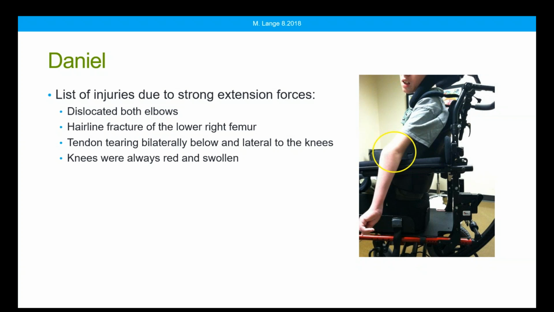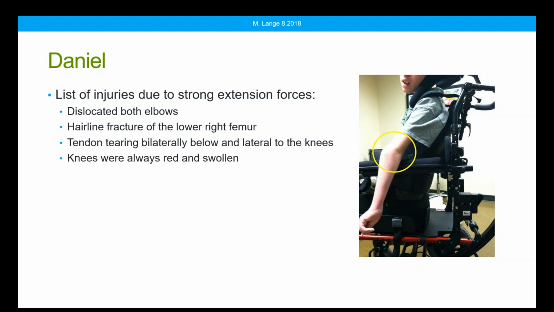He sustained a hairline fracture of his lower right femur. The doctor was convinced, as was I, that this was due to his constant extending against unyielding surfaces again. He had tendon tearing on both sides below and to the side of his knees due to this huge amount of force within the knee. His knees were always red and swollen.